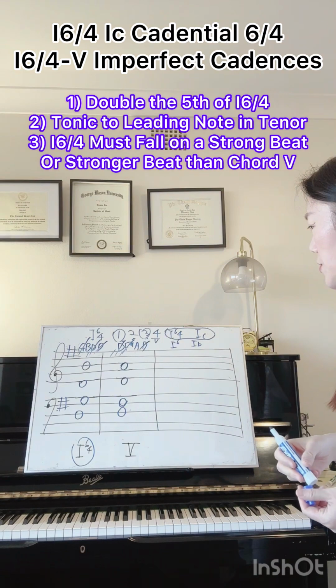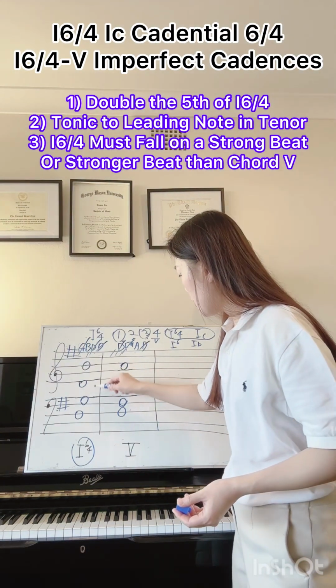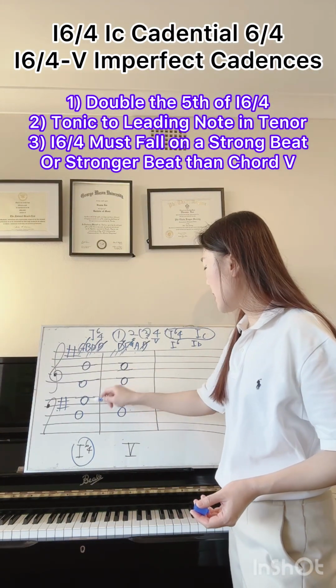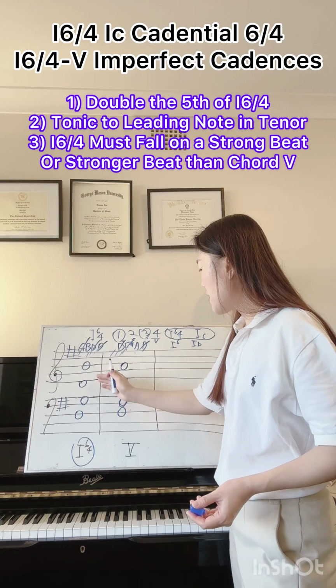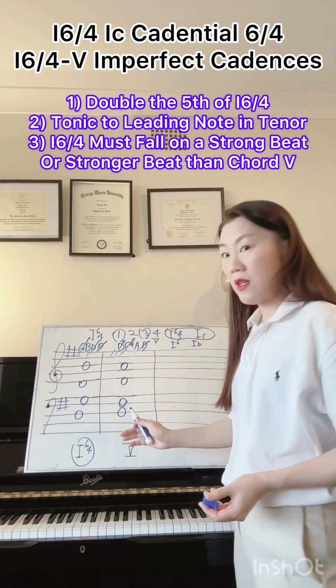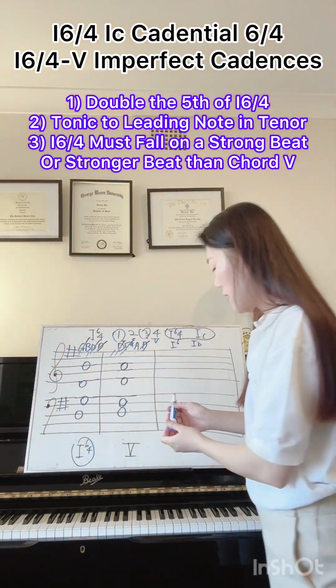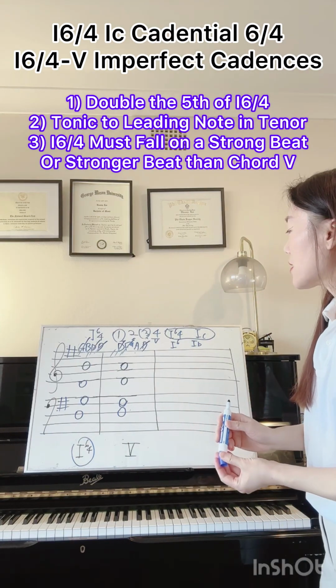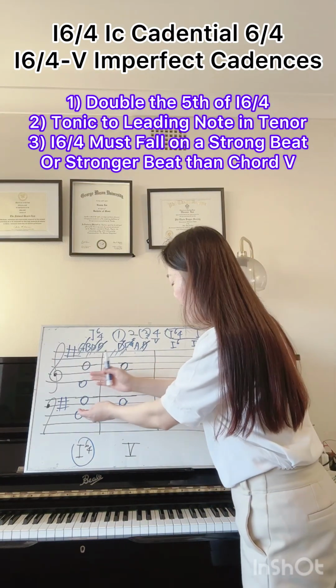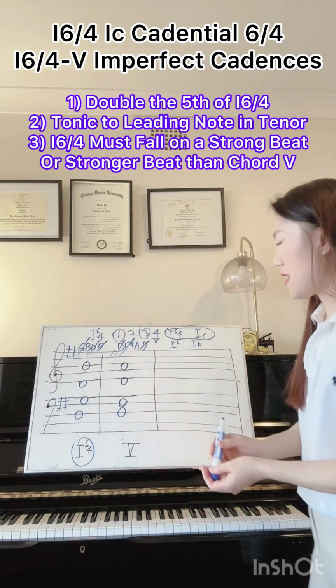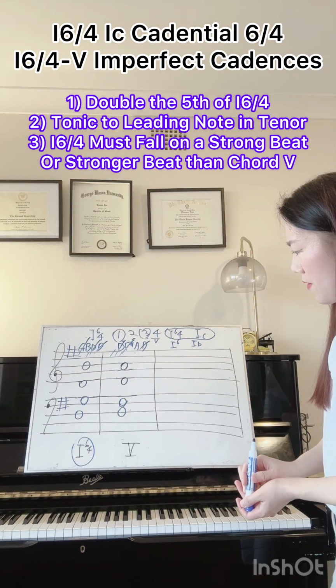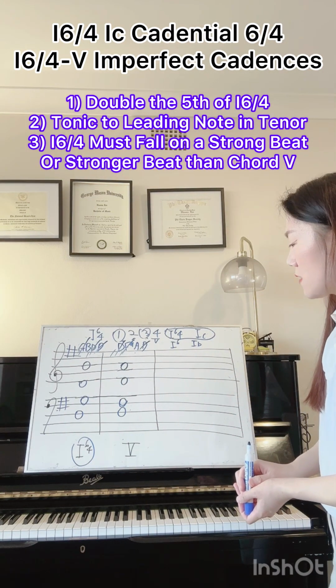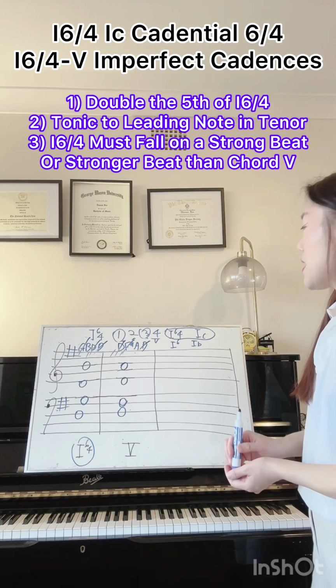So as you can see, the alto is doubling the bass note, but this isn't considered a consecutive octave because they're staying at the same note. If they're moving in a parallel motion, then it's going to be considered a consecutive octave, but they're just staying at the same note. So this isn't considered a consecutive octave. So this is how you build up 1-6-4 cadential to 5th imperfect cadence.